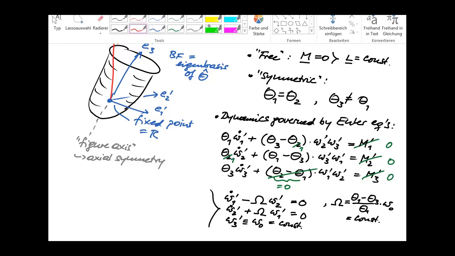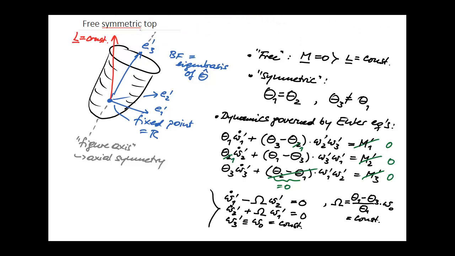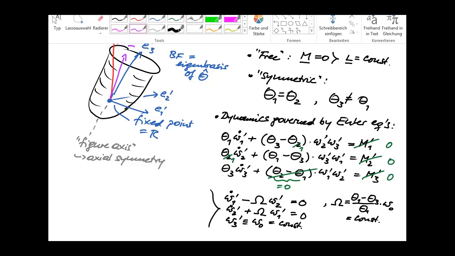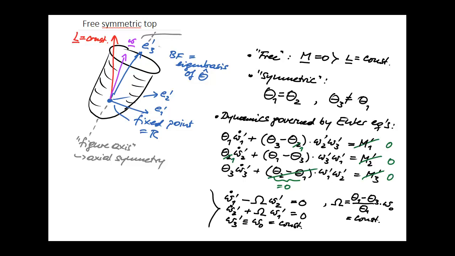Let me indicate it here. Let's say the angular velocity vector omega points in that direction. The red vector, the angular momentum, is constant in time, but both the angular velocity vector omega and the basis vector E3 prime are generally time dependent. So these two here, omega and E3 prime, they are generally time dependent.